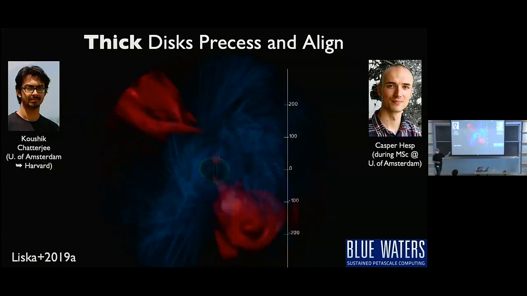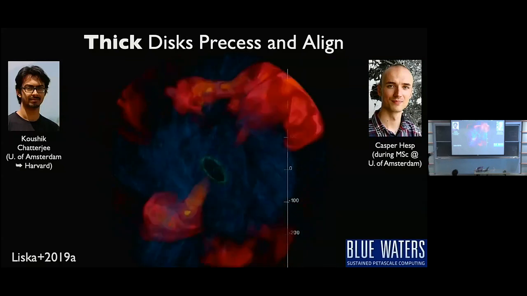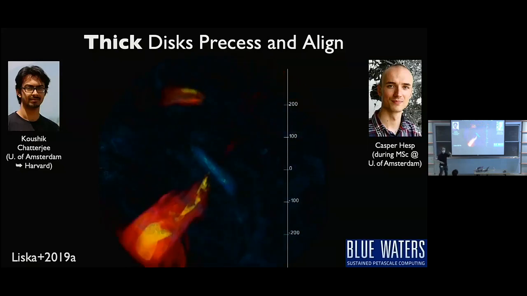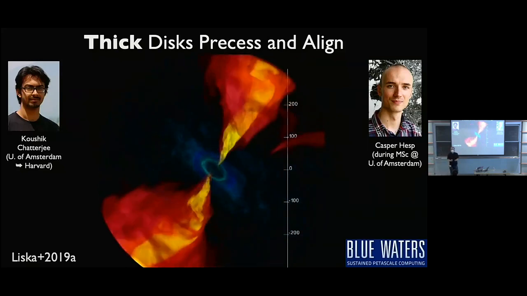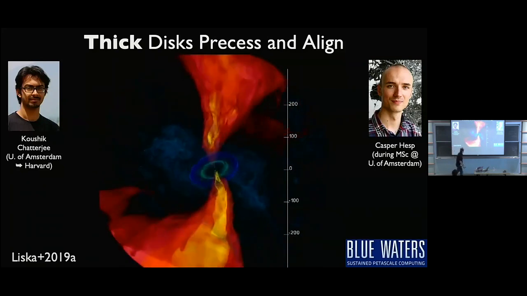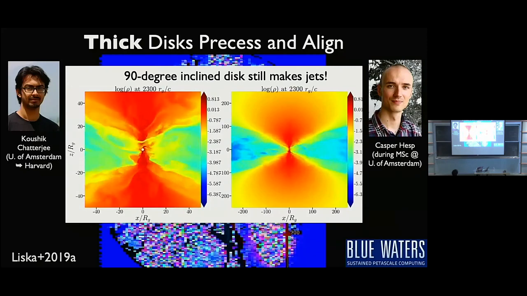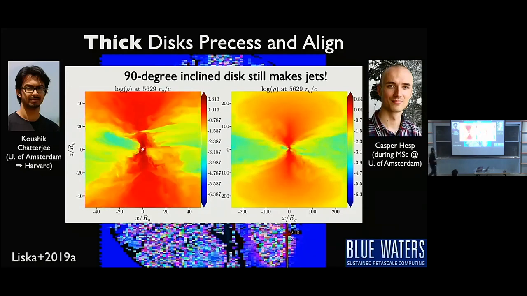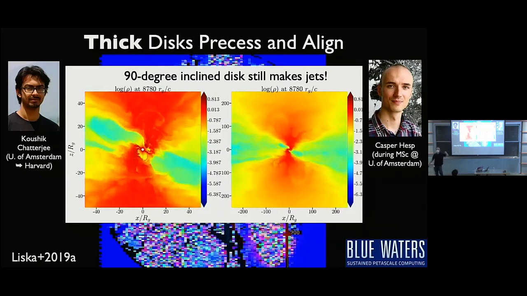So that's really cool. Oh, and if you see this precessing jet in a radio, you can then infer something about a purely general relativistic effect of precession. Awesome. Okay, so if you tilt the disk by 90 degrees, the jets still survive. We still can't get rid of them, even that way.